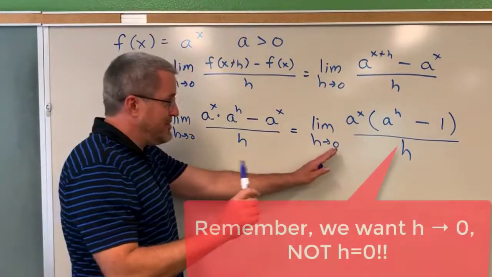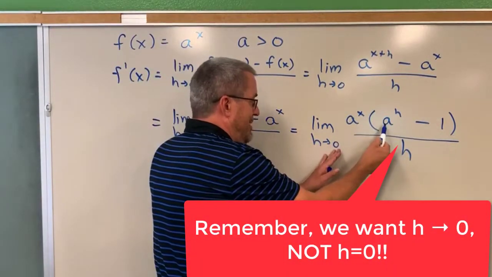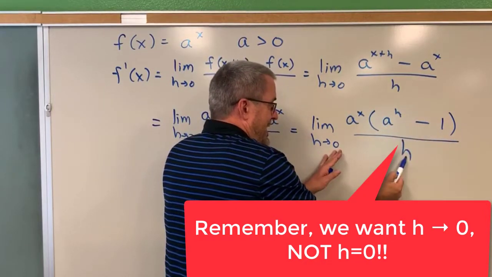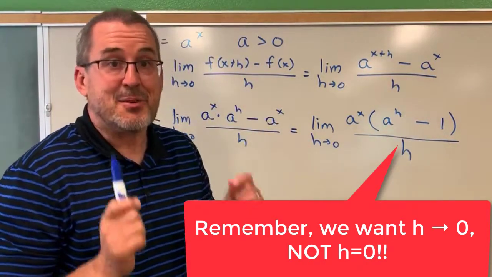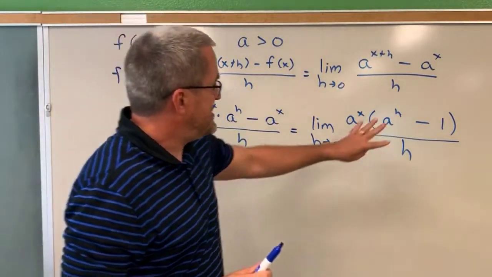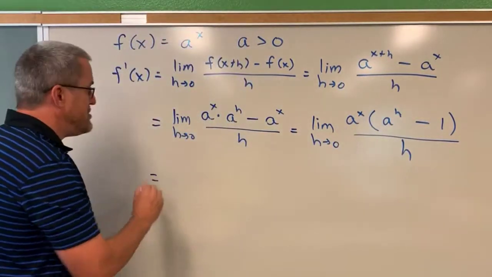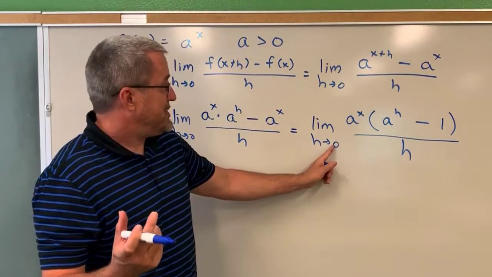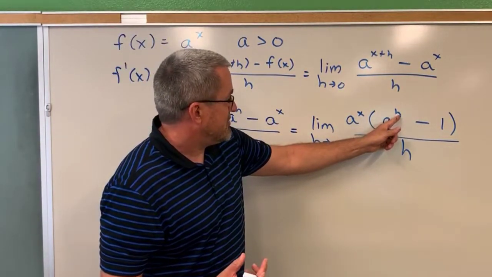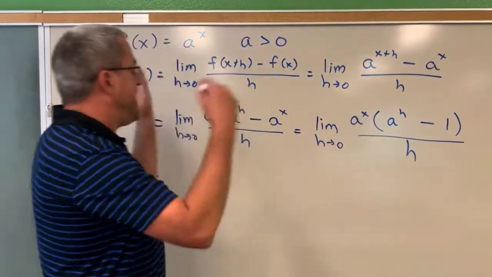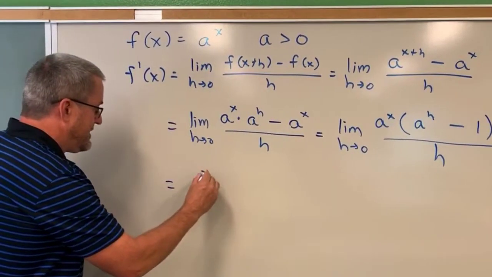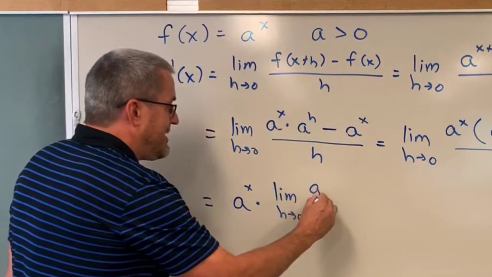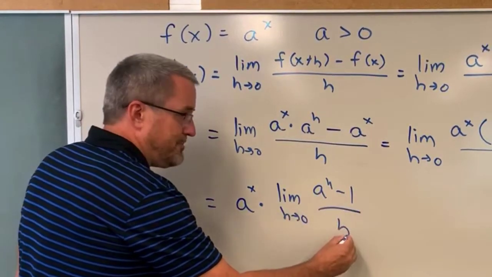Now again, don't do the substitution thing because you'll just end up in the same boat. A to the 0 is 1, 1 minus 1 is 0. h is not 0. h is approaching 0. We're going to have to do some exploration on this limit, but let me just make one more move first. Because h is the variable that's changing here, getting closer and closer to 0, let's take that a to the x out front so that we can just focus on that limit: a to the h minus 1 over h.